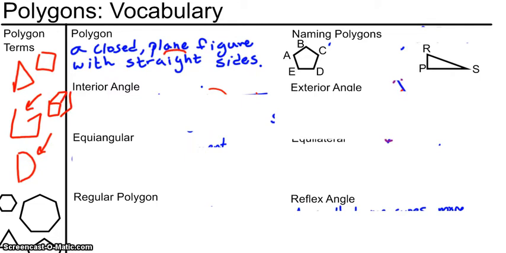Plane means it sits flat on a plane. It's two-dimensional. So none of these are polygons. None of those. But these two are. Okay, that's what a polygon is.